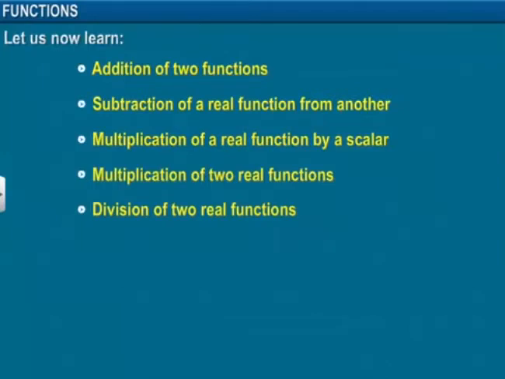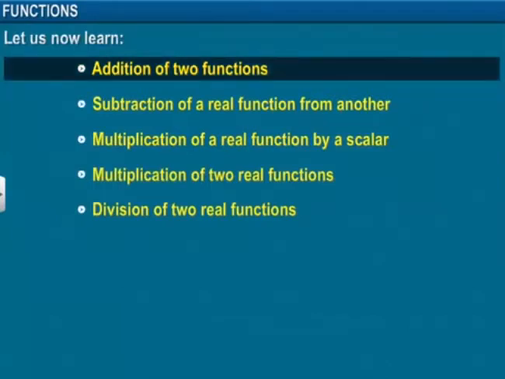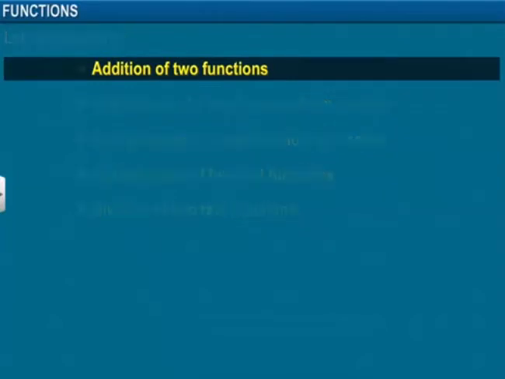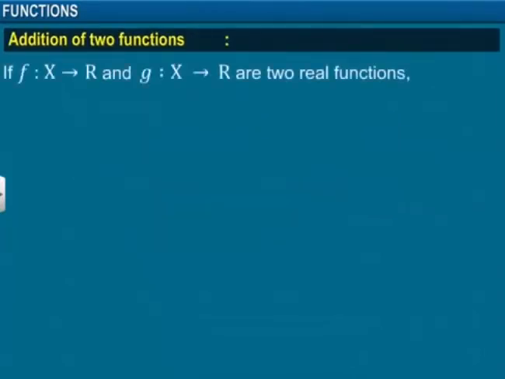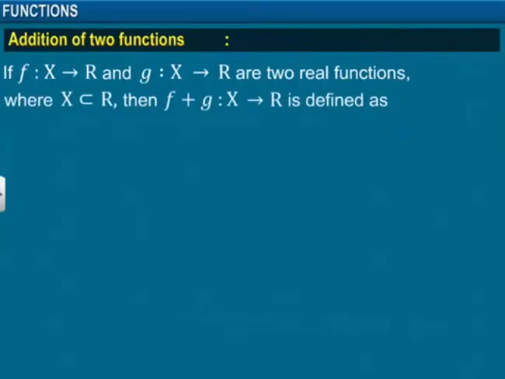Let's begin with the addition of two functions. If f and g are two real functions from X to R, the set of real numbers, such that X is a subset of R, then f plus g is also a function from X to R, defined as (f plus g) of a is equal to f of a plus g of a for all a belonging to set X.